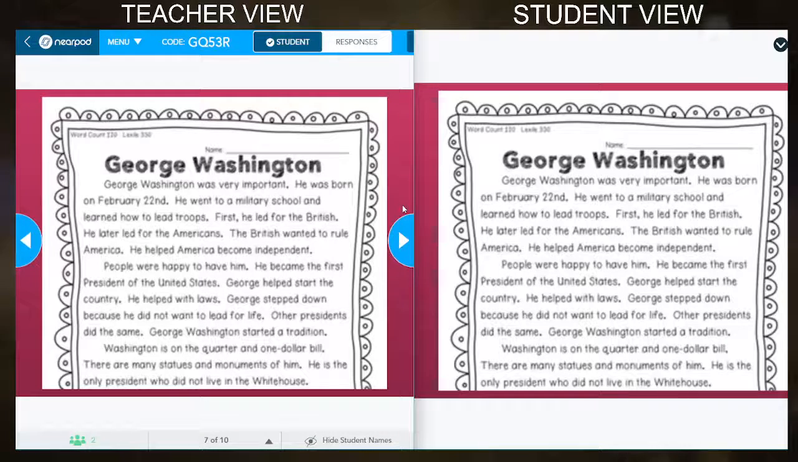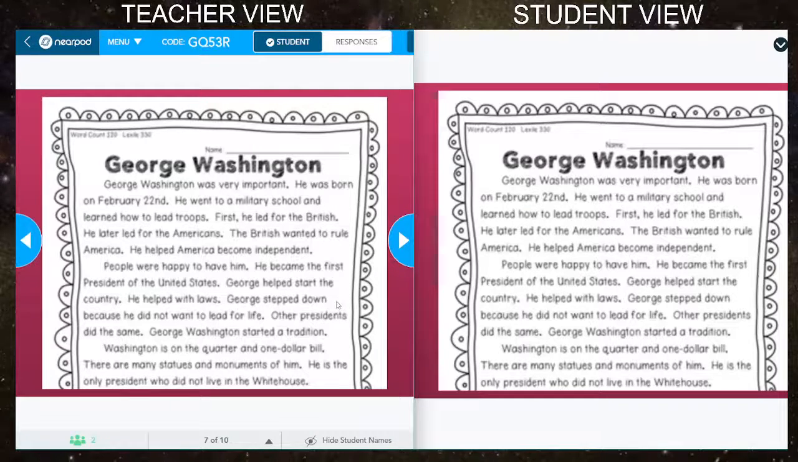George Washington. George Washington was very important. He was born on February 22nd. He went to a military school and learned how to lead troops. First, he led for the British. He later led for the Americans. The British wanted to rule America. He helped America become independent. People were happy to have him. He became the first president of the United States.